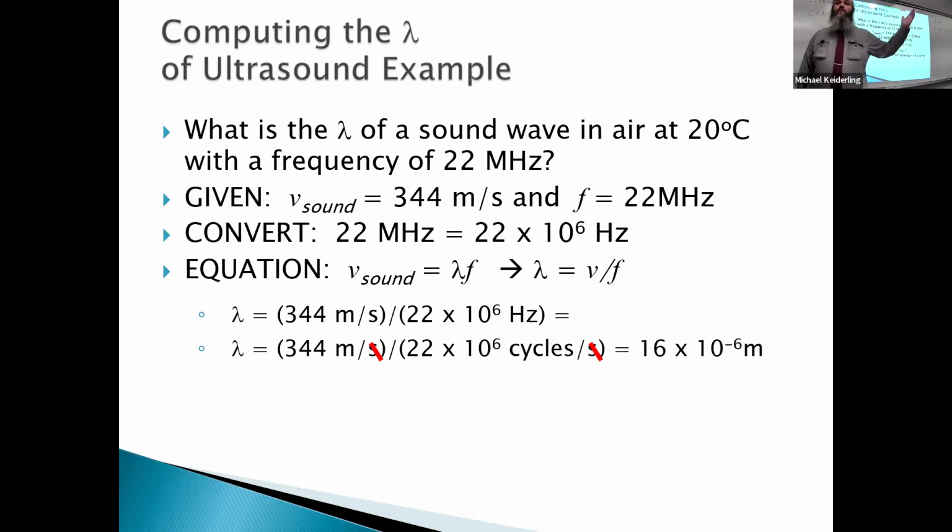And that short wavelength is why ultrasound is good for imaging, because it can see detail that is that small. Well, in your body, it's going to be maybe 4 times larger than that as a wavelength, but that's the scale that we're talking about. It's on the scale of micrometers. So we can see little things.